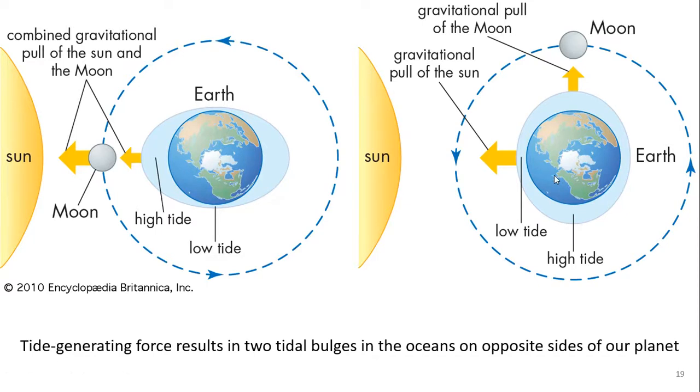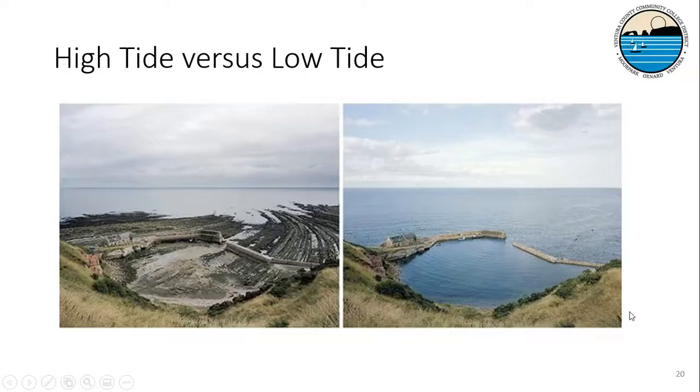And these bulges occur on the different sides of our planet. And this is why we have tides that happen twice a day. So here's some images of high tide versus low tide. This is low tide here on the left, and we can see that this is like the shallow beach area, and there's a little cement structure here. And then at high tide, this is completely filled in.